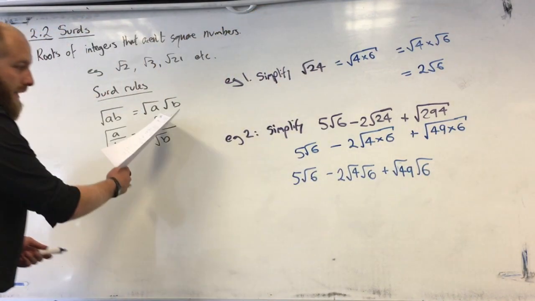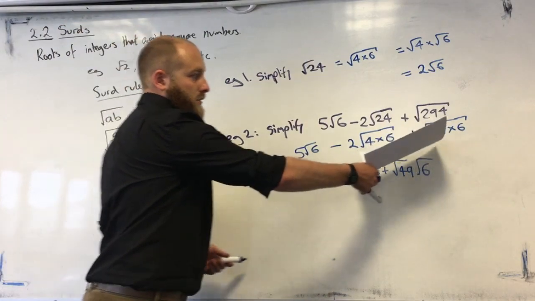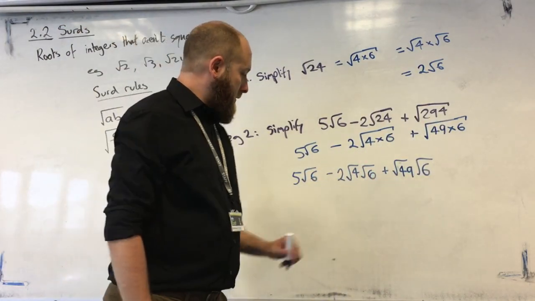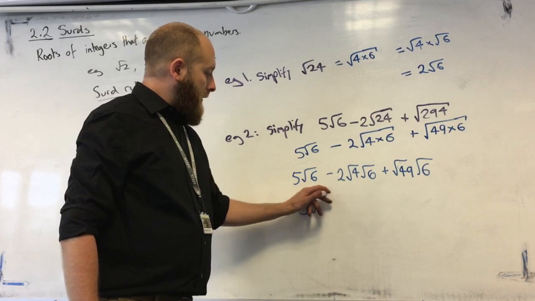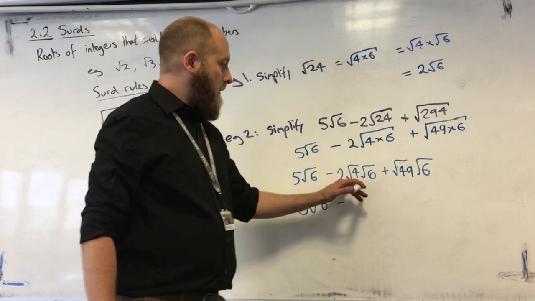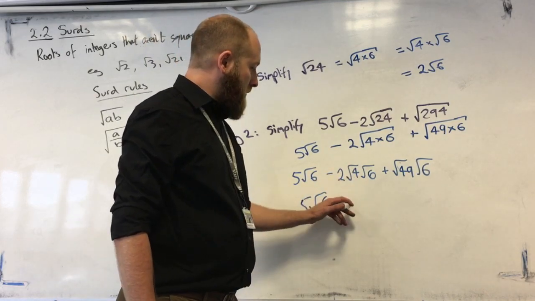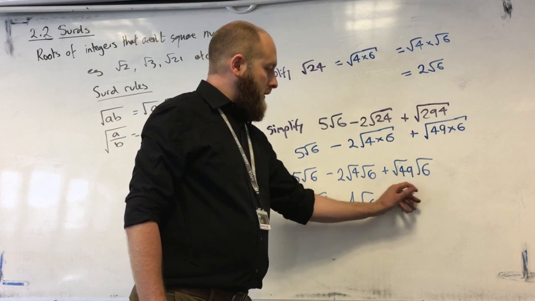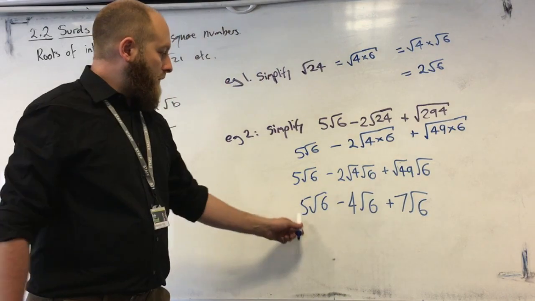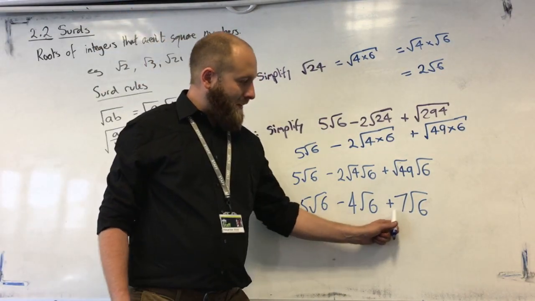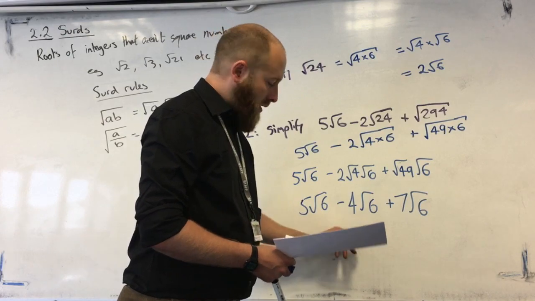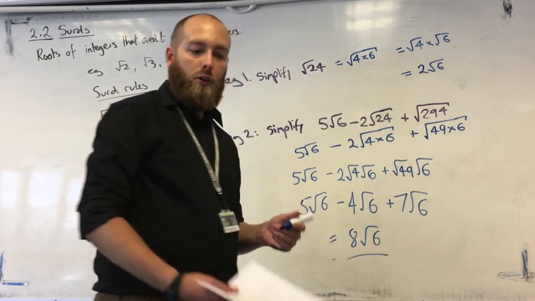So I've used my rule again to split up these into two sets of square roots, and now we can just go through square rooting the squares. So 5 root 6 minus root 4 is 2, 2 times 2 is 4, 4 root 6, and root 49 is 7 root 6. So 5 root 6's take 4 root 6 plus 7 root 6 is going to be 8 root 6 overall.